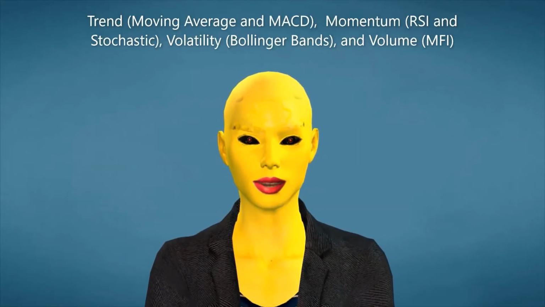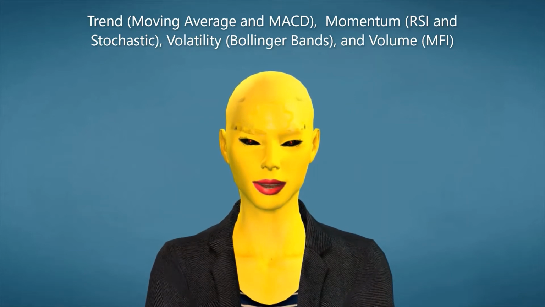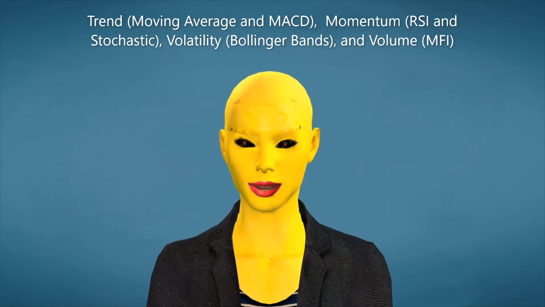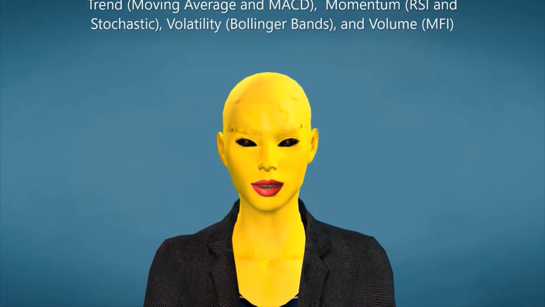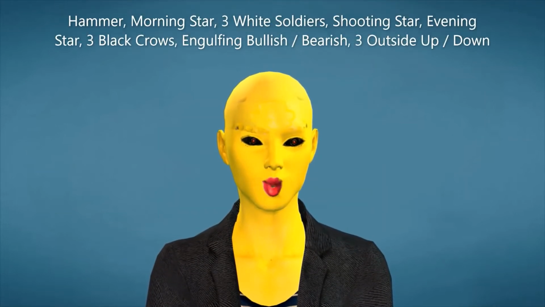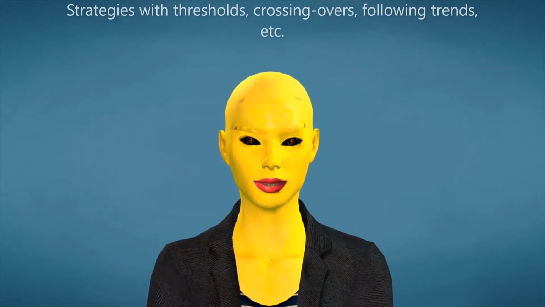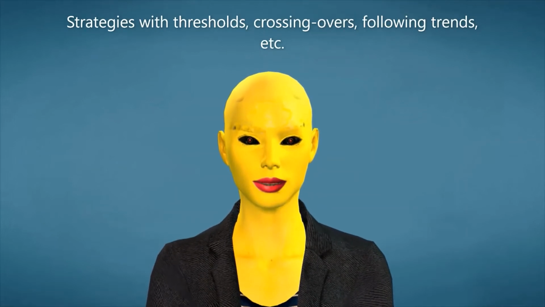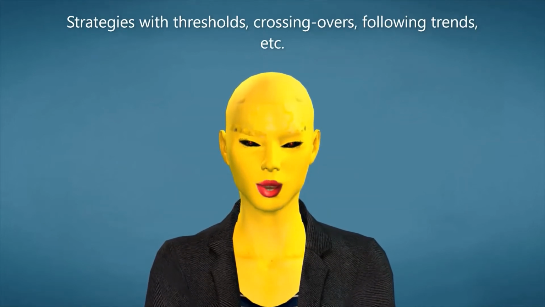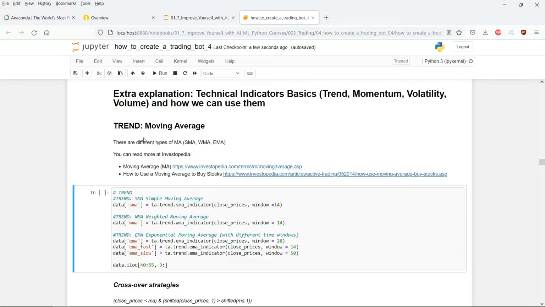Okay, so now I want to give you another extra explanation. This time regarding technical indicators and candlestick patterns we'll be using in our backtesting and bot: indicators from 4 categories. Trend, moving average and MACD; momentum, RSI and stochastic; volatility, Bollinger Bands; and volume, MFI. We'll also be using candlestick patterns for buy, sell or both. I will show you here what we use, how we use it, where to find info about it, how to use it in specific strategies. You don't have to watch it, but if you want to learn more about the indicators and patterns we'll be using, you might want to. It's up to you. So here we see step by step what we might use in this bot.